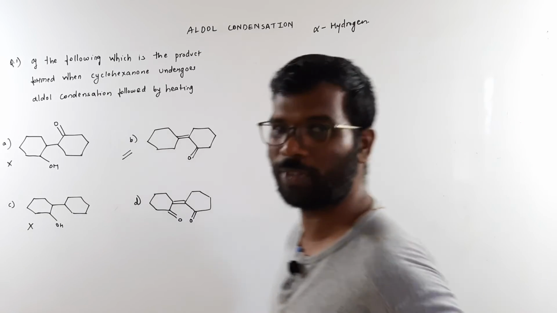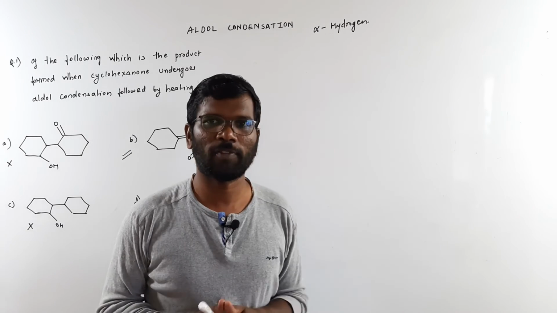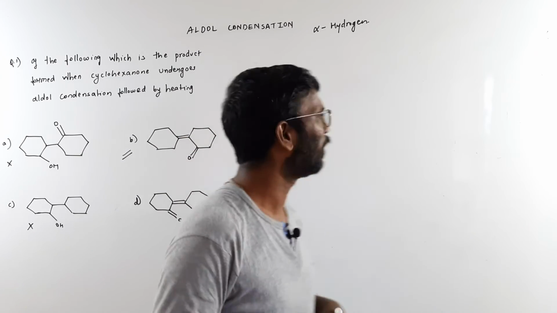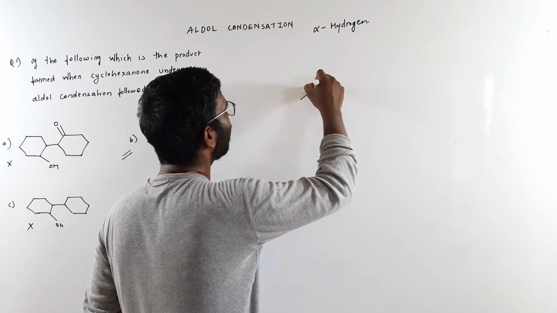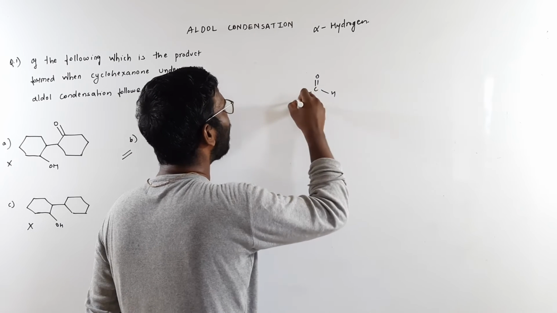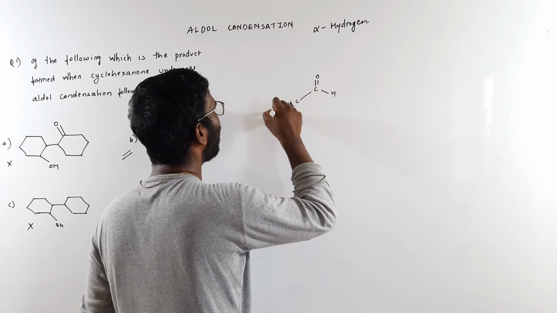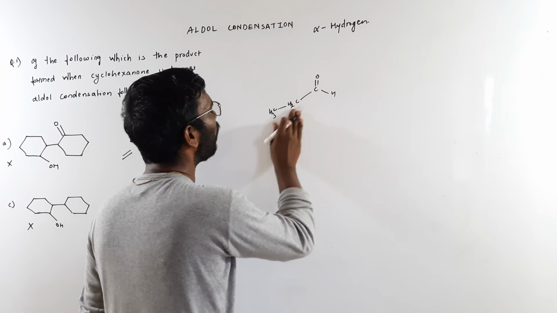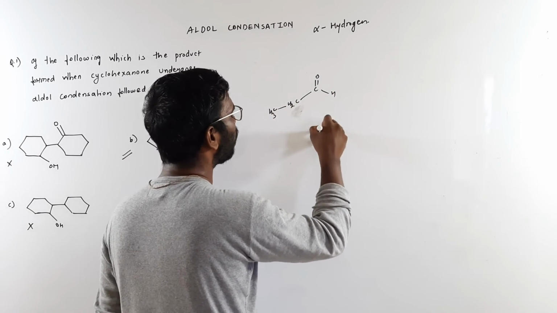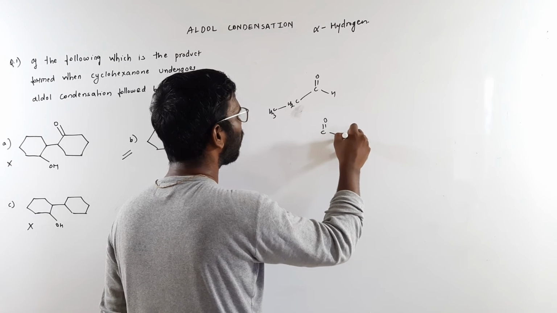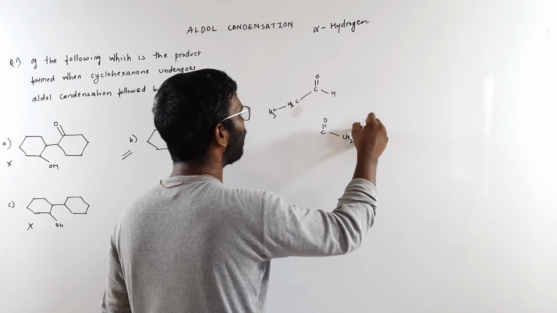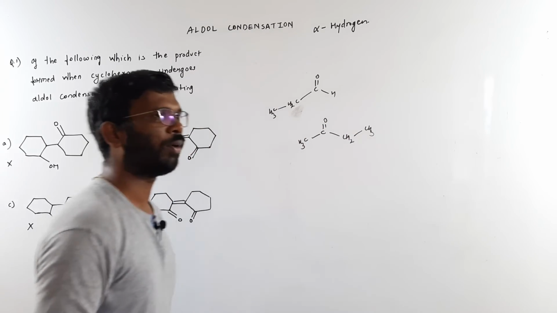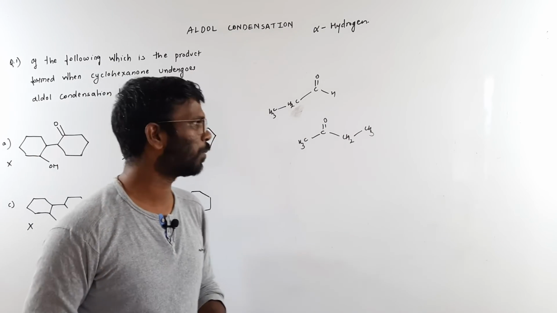Now it's fine that you have understood the self-aldol condensation. If the molecules are the same aldehyde, then there is no option other than abstracting this hydrogen. If it is a ketone, if it is some ketone like this, then you know which alpha hydrogen you have to abstract.